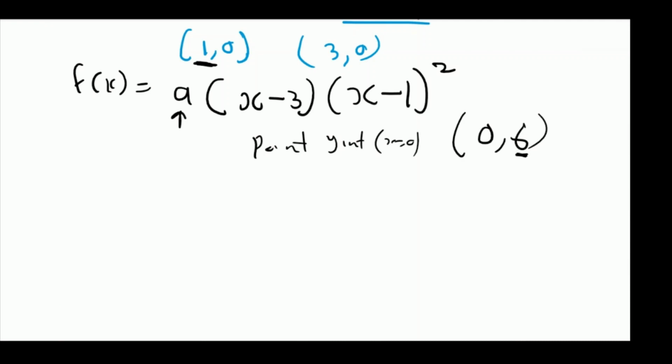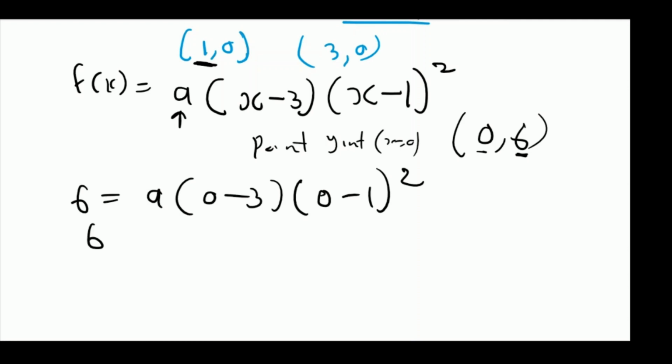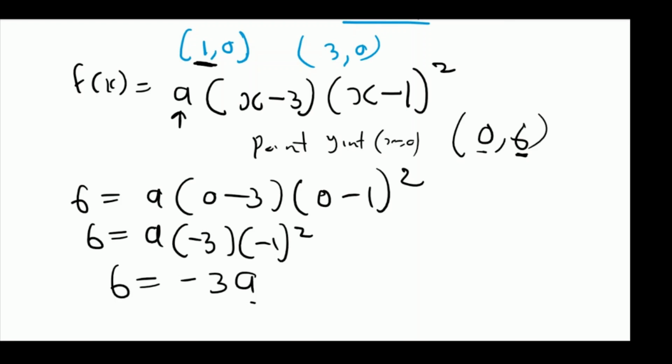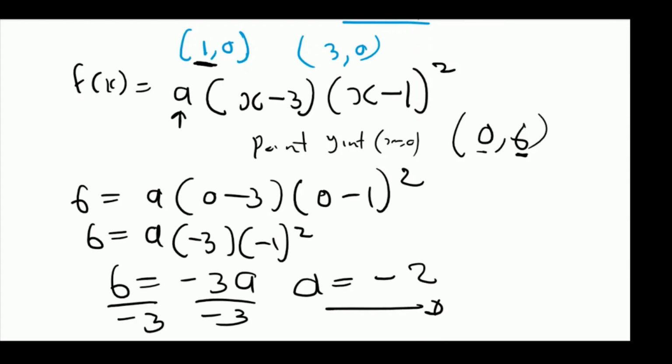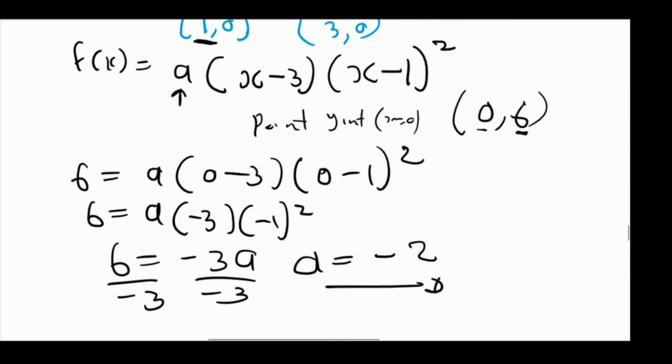Where there's y, we put 6. Where there's x, we put 0. So it's going to be 6 equals a into (0 minus 3), and then (0 minus 1) squared. So it's going to be 6 equals a into minus 3 and minus 1 squared. So we're going to have 6 equals minus 3a. Divide by minus 3, divide by minus 3. Our a value is going to be equal to minus 2.